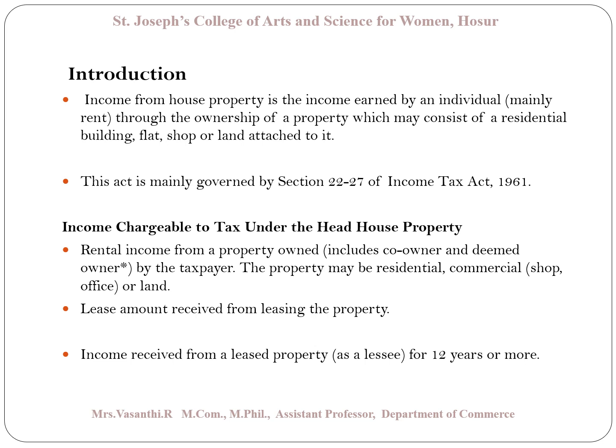So, income chargeable to tax under the head of house property: any rental income from a property owned. Owned means the owner, the co-owners and the deemed owners. They are chargeable under the section of house property. The property may be residential, commercial or land. If any lease amount is received from leasing of the property, it is chargeable under the head of house property. Any income received from a property leased for 12 years or more is also chargeable under the head of house property.